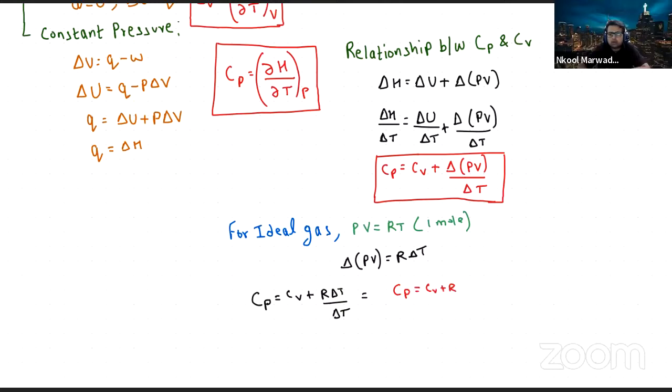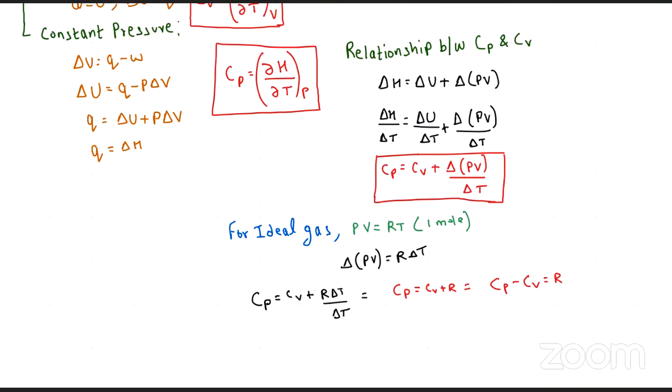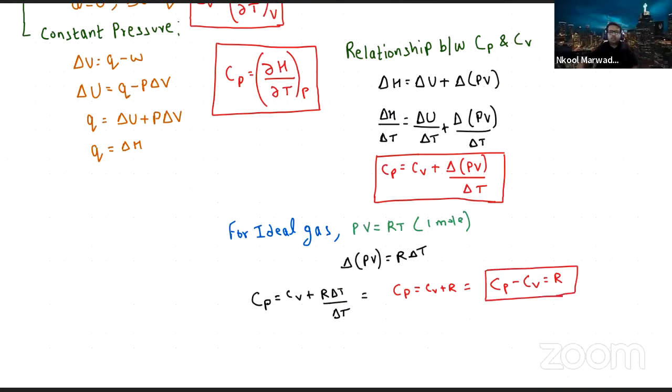Or I can also write Cp minus Cv, molar heat capacity at constant pressure minus molar heat capacity at constant volume, this will always be a constant. That is the universal gas constant. This is the relation.